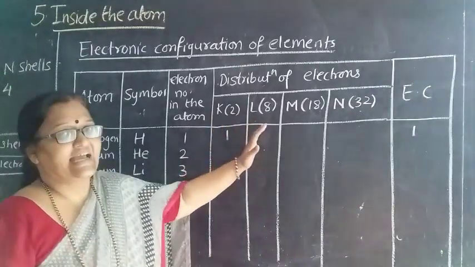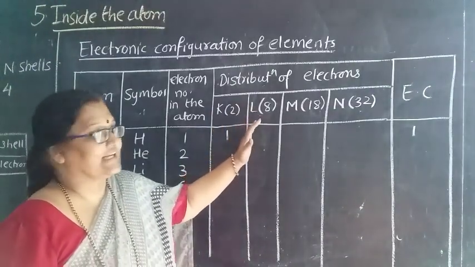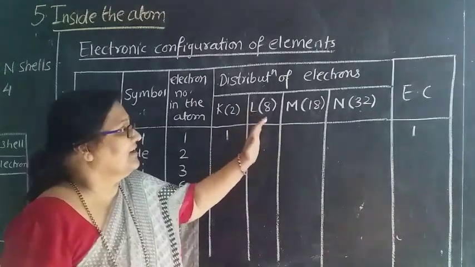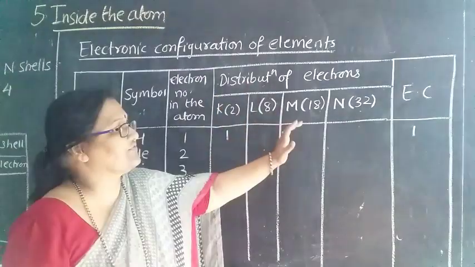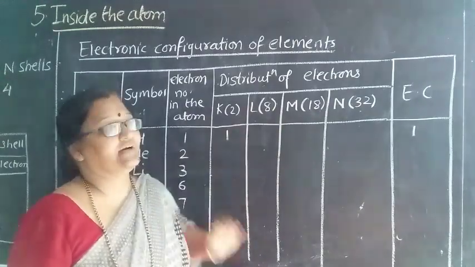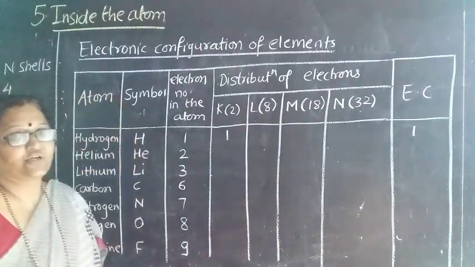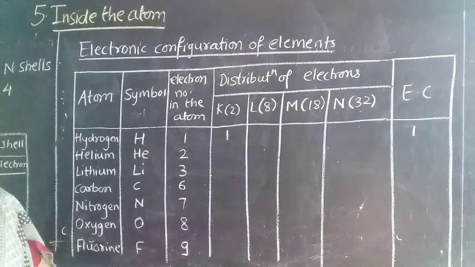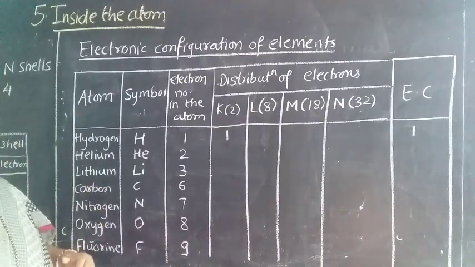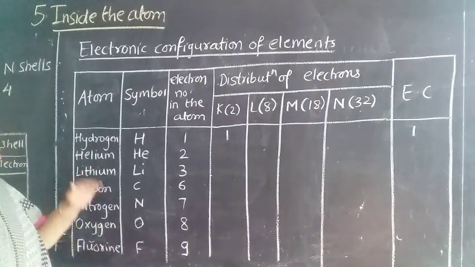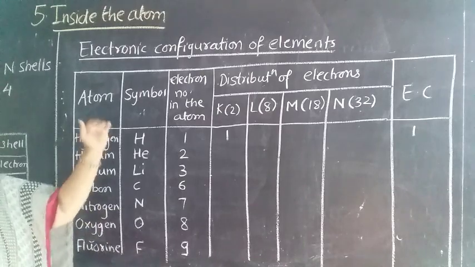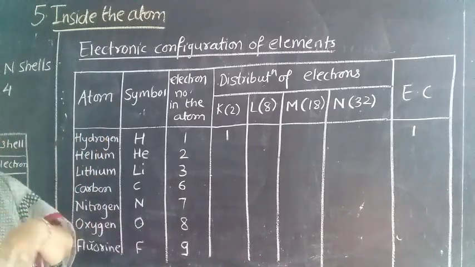Similarly, L has the capacity of 8 electrons. If the 8 electrons are filled, then the remaining electrons can be shifted to the M shell. Similarly, that of the N shell. This way we are going to fill the shells. Now, to fill the electronic configuration of any element, we should know the symbol of the element, then the electrons in an atom.